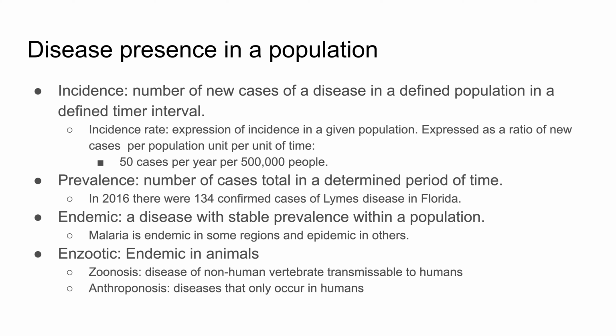An enzootic is endemic in animals, and a zoonotic disease is a disease that non-human vertebrates can transmit to humans. Anthroponosis is a disease that is human-specific. HIV is an anthroponotic disease. It only occurs in humans. Syphilis is actually an anthroponotic disease, and so is gonorrhea.